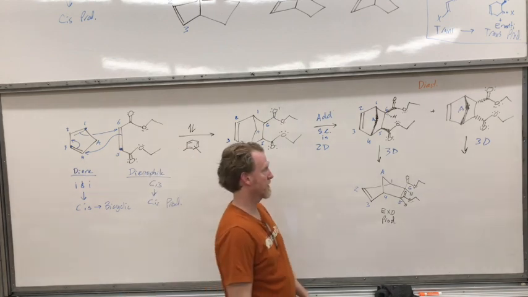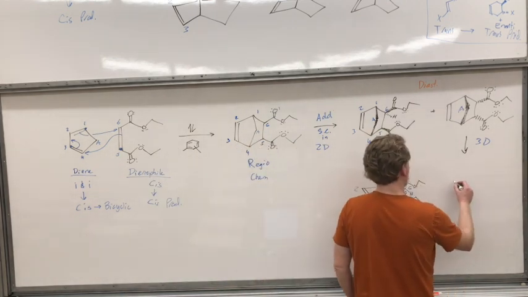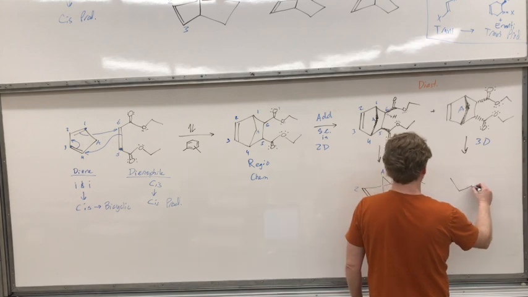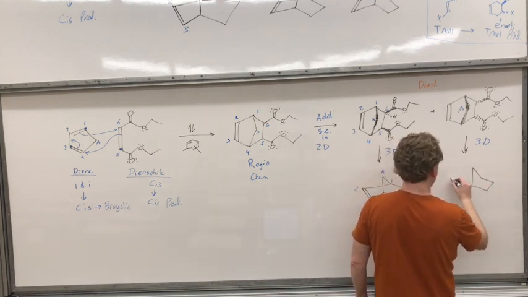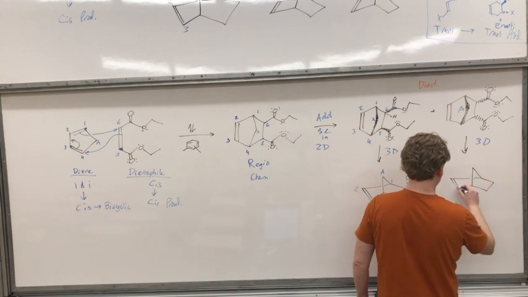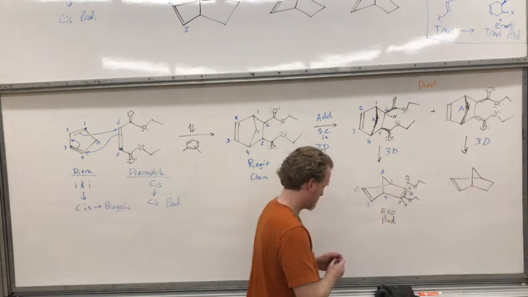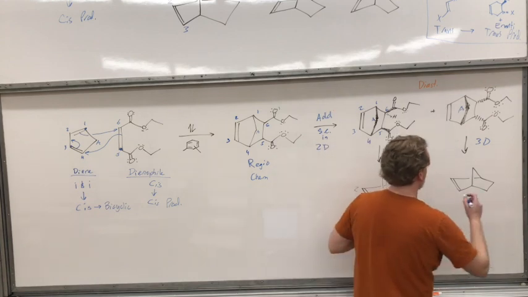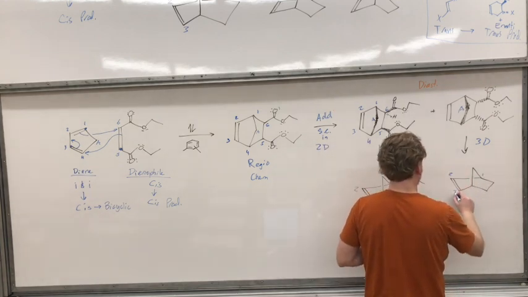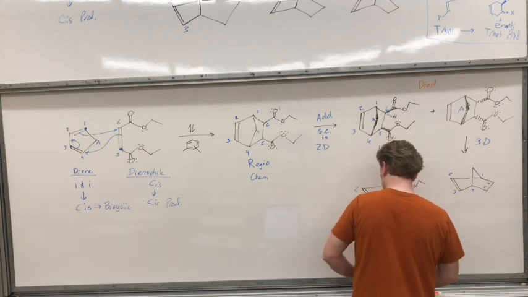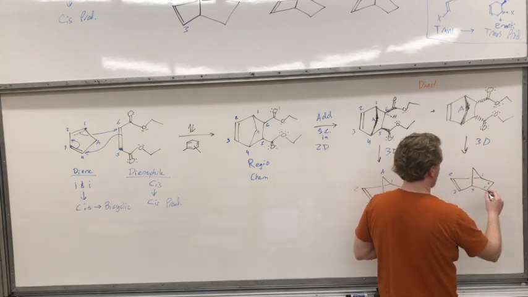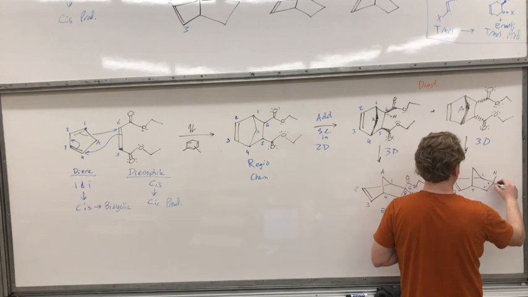Let's look at the next one. So again, I start with 2 to 3, come over to 4, up to A, down. There we go. And then for 5 and 6, I'm going to have this time the esters point down.